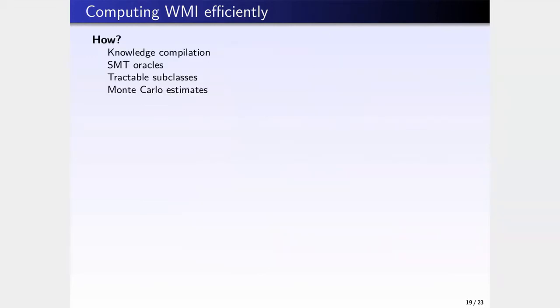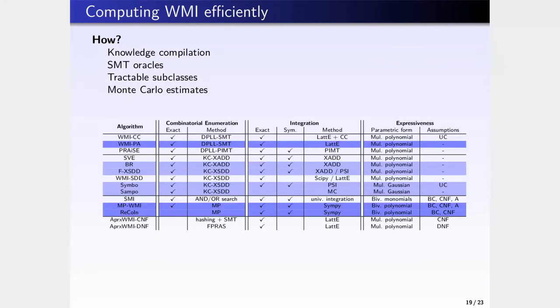Well, there's a bunch of techniques or combinations of techniques. Again, knowledge compilation is typically used. Some works, like what I've been working on during my PhD, leverage SMT solvers as oracles. Then there's some work also on exploiting properties of certain tractable subclasses of a problem. And of course, you can always try to use Monte Carlo estimates as an approximation here. This is a table from last year's survey that I wrote with Andrea Passerini and some people here at KU Leuven. In blue, you see the works I've been involved with, and in light blue, you see other solvers that people here at KU Leuven worked on.